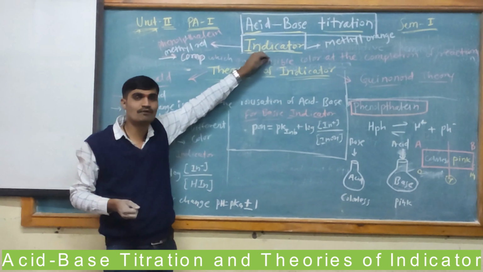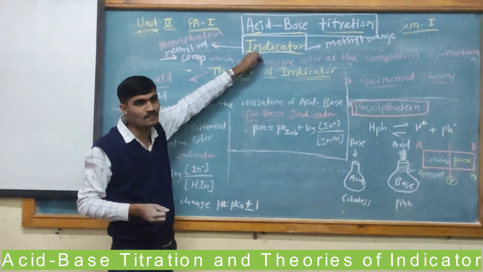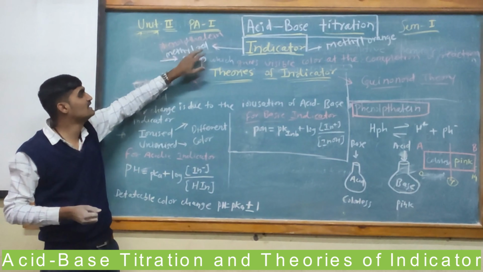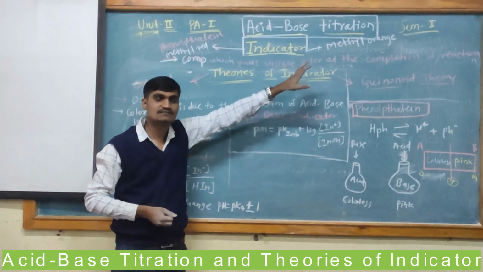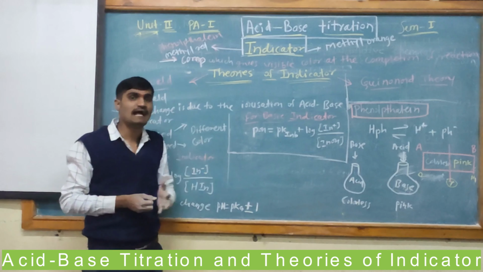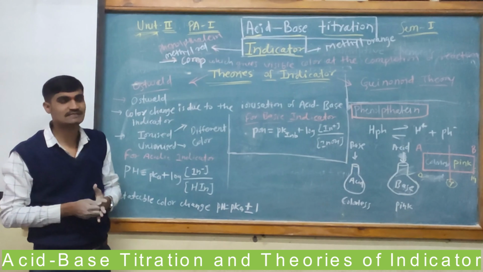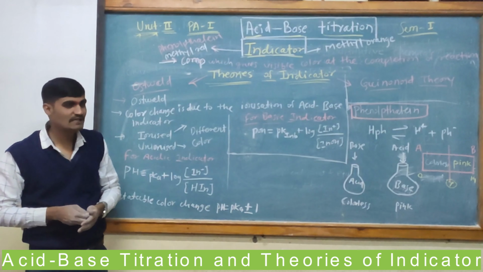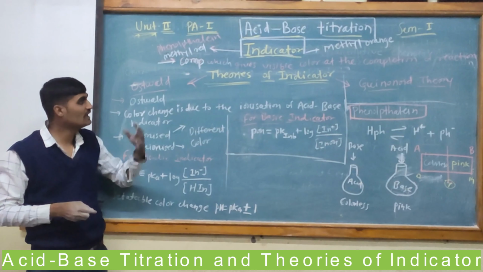Mostly these indicators are weak acidic or weak basic in nature. Their examples are phenolphthalein, methyl red, and methyl orange. These are some examples of the indicators we generally use in titration. Along with that, there are other examples of indicators also.